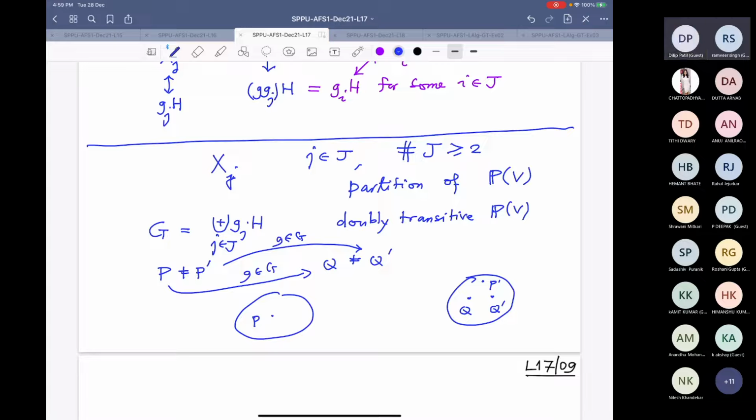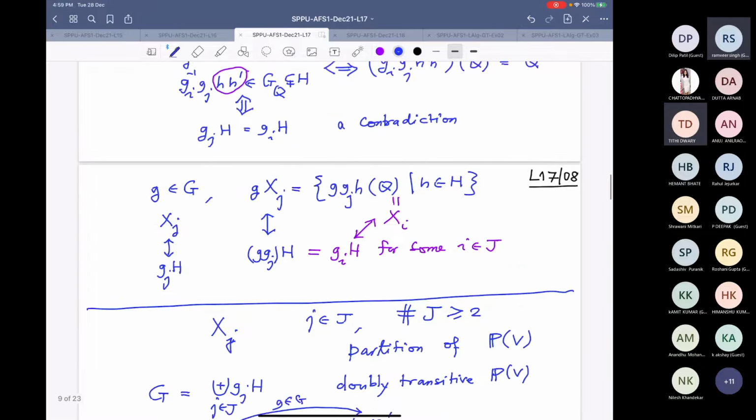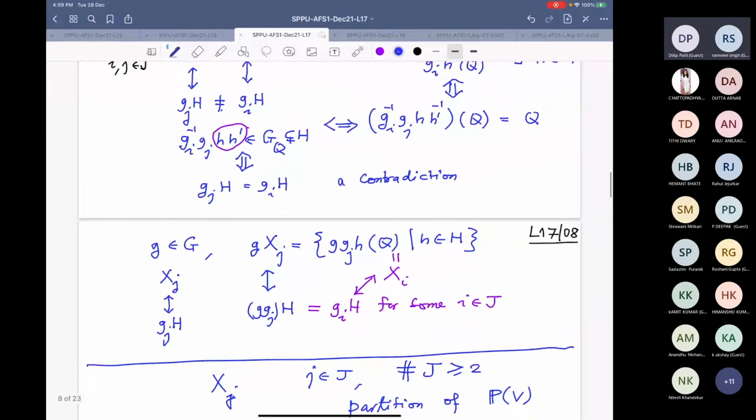Now if I want this P to go to Q, and this P prime to go to Q prime, how can this happen? Because this is G. In the G, the other points will go, of course, to these points somewhere. But how can P prime go to Q prime? That will not happen, because of this configuration we have, it's very neatly packed.